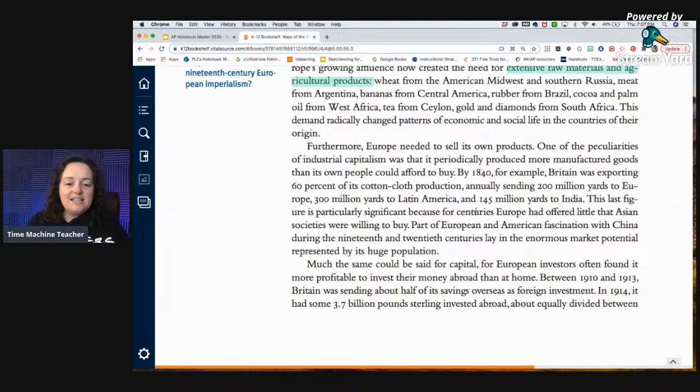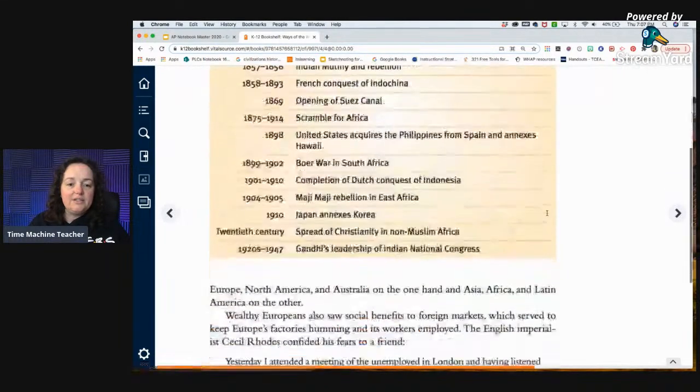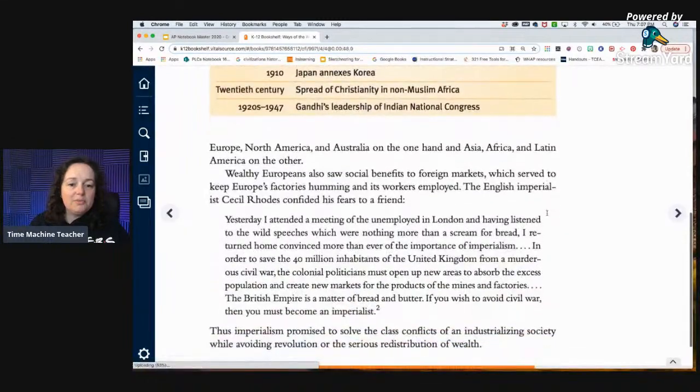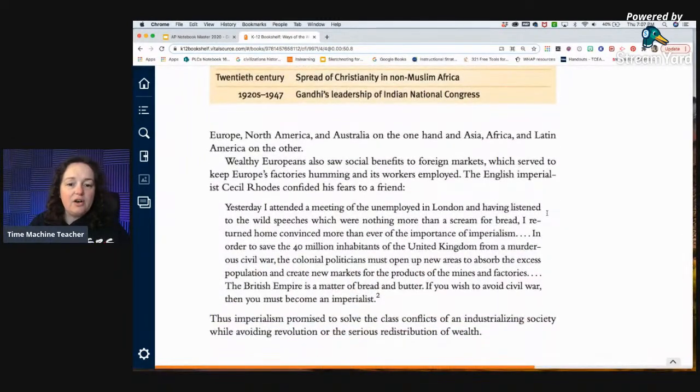Between 1910 and 1913, Britain was sending about half of its savings overseas as foreign investment. In 1914, it had some 3.7 billion pounds sterling invested abroad, about equally divided between Europe, North America, and Australia on the one hand, and Asia, Africa, and Latin America on the other. So they were investing some of their profits.